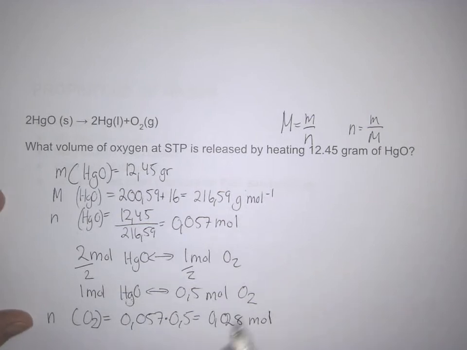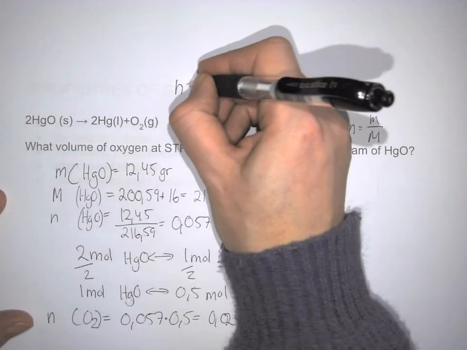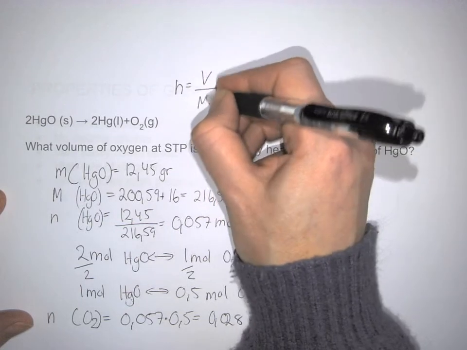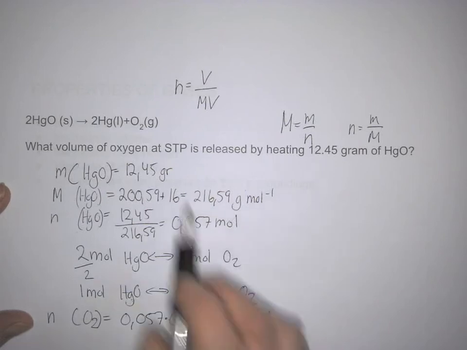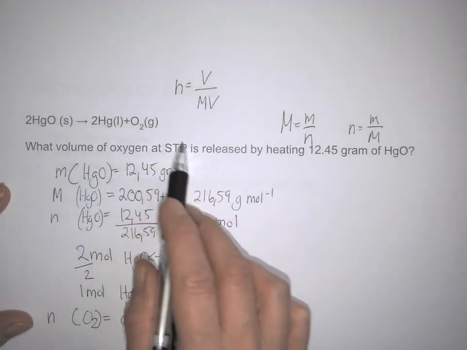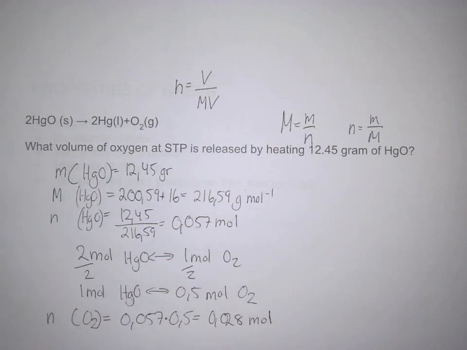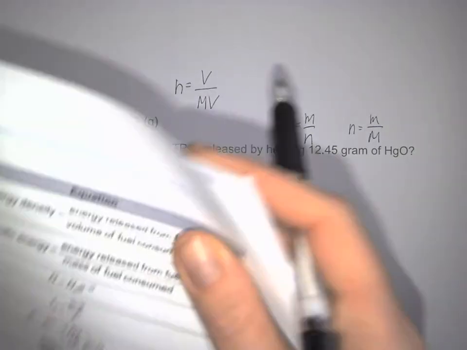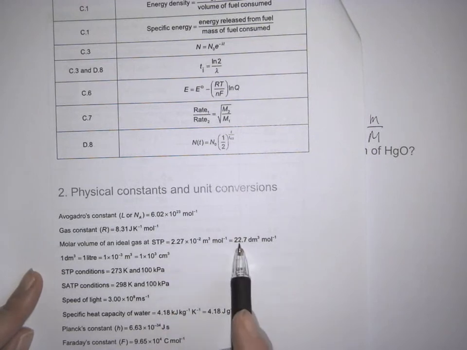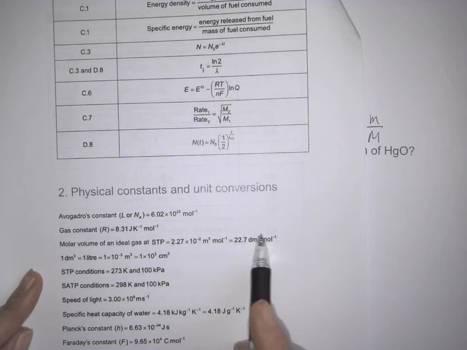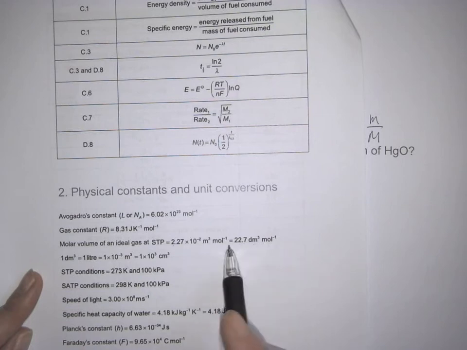Then we use the equation I just showed you, where the amount of substance is the volume divided by the molar volume. And we know the molar volume at standard temperature and pressure, because we have the STP condition here. You go to your chemistry data booklet, section number 2. So what is the molar volume for STP? Well, it's 22.7 cubic decimeter per mole. I prefer to use cubic decimeter because we have liters in chemistry, so this is the one I will use now.